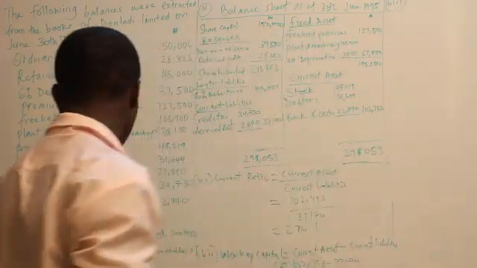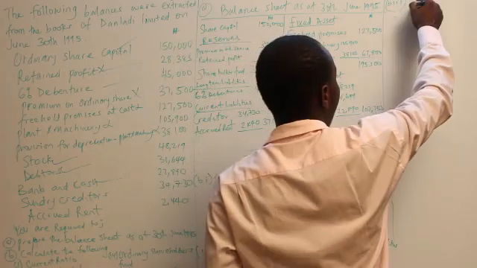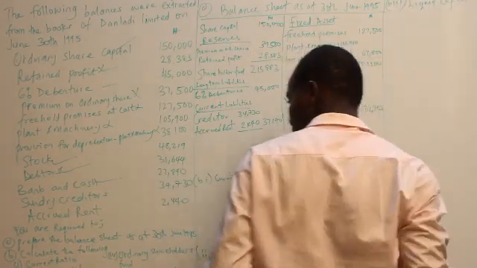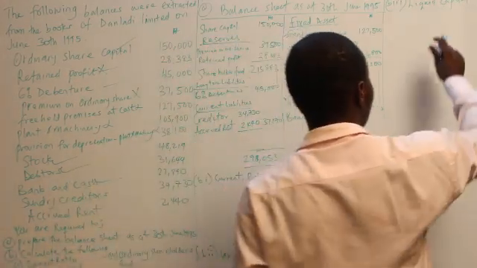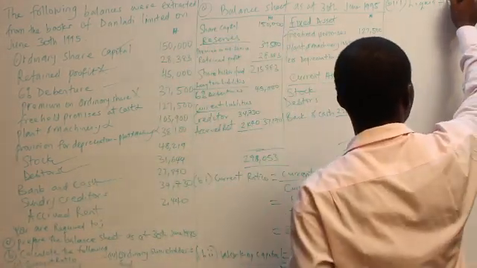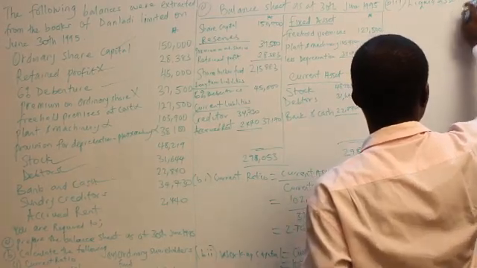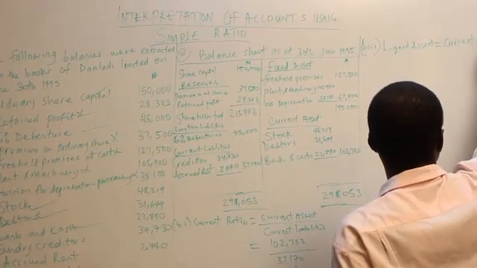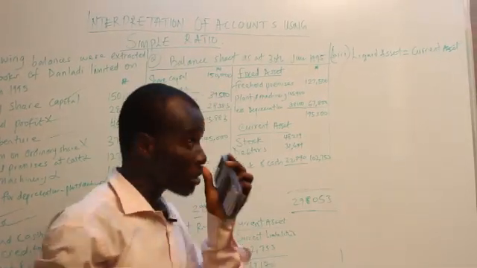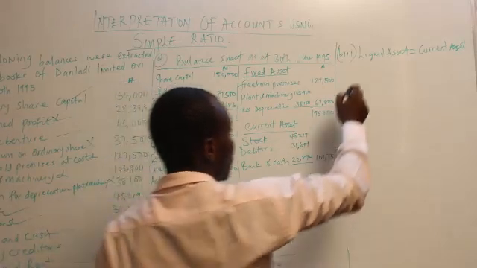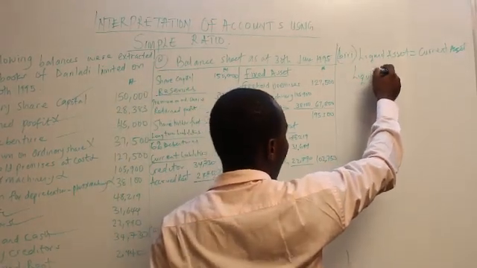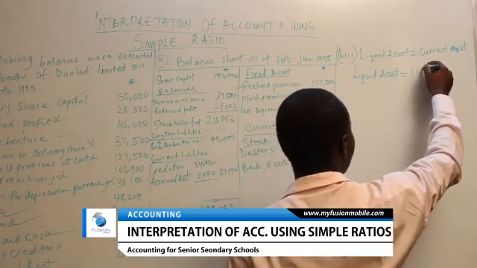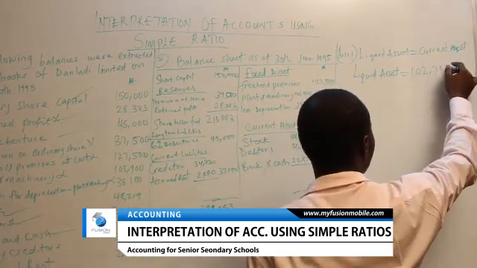Then BII. So we have liquid assets. The liquid asset is equal to the current asset. So liquid asset is the same as the current asset. That equals 102,753.